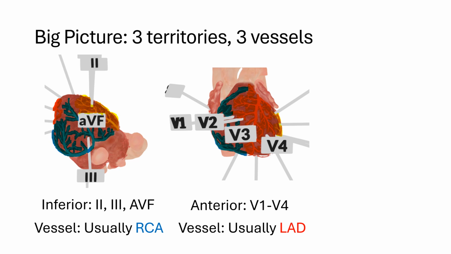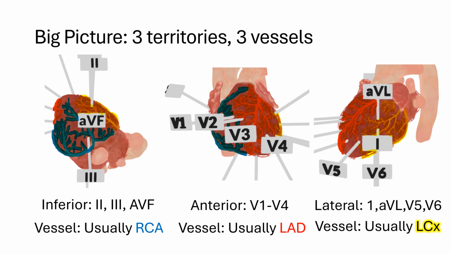The anterior distribution or territory is V1 through V4. The vessel is usually the left anterior descending artery. The lateral distribution or territory is 1, AVL, V5, and V6. This vessel is usually the left circumflex artery.